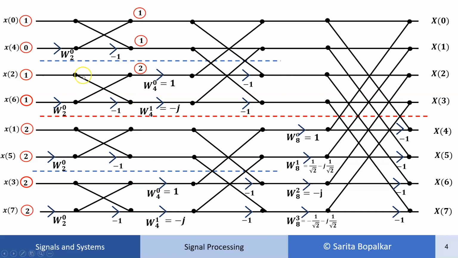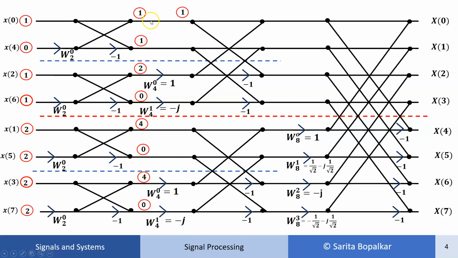Here 1 and this 1 will get multiplied with 1. Again it will get multiplied with the -1. So this 1 plus -1 is 0. Here 2 plus 2, 4. 2 and 2 into -1. That's 2 minus 2, 0. Here 2 plus 2, 4. 2 minus 2, 0. Now we have to carry these values to the input of these 4-point DFTs.